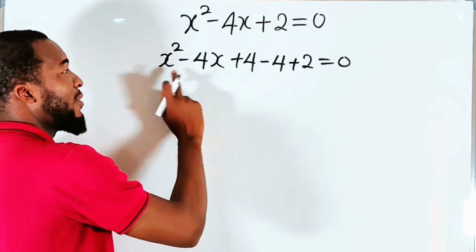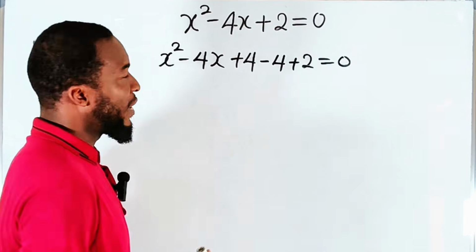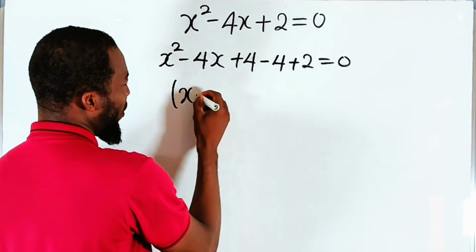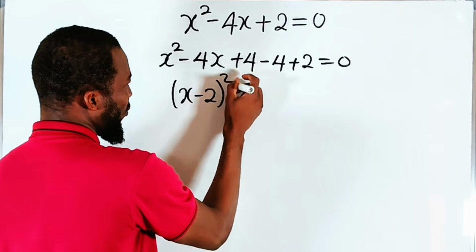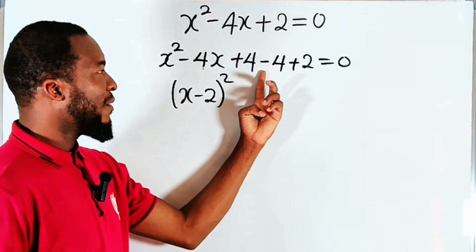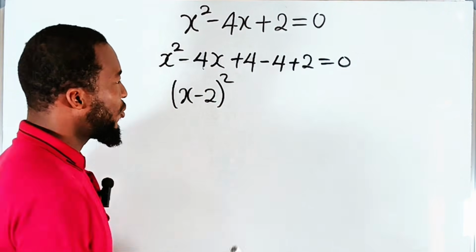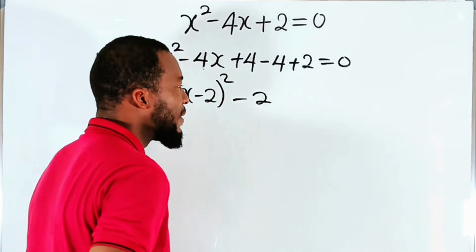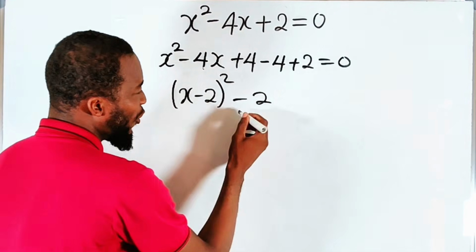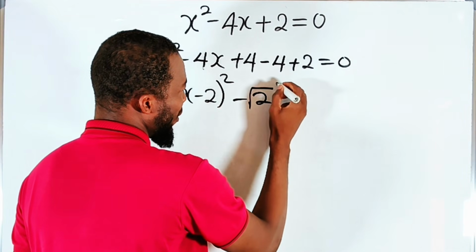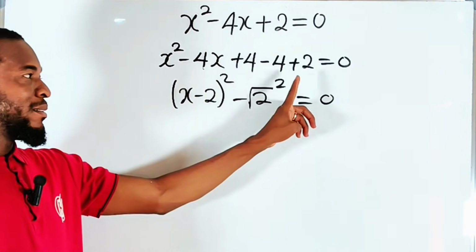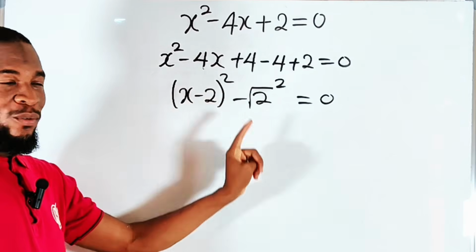But the first three terms will always be perfect, which can be factorized as what? x, half this one is -2, everything squared. That is the first three terms. But we still have -4 plus 2, which is -2. I want to write this one as difference of two squares. So therefore, I can confidently attach square root here and also raise it to the power of 2. Can you see that? Because power of 2 will always eliminate square root.